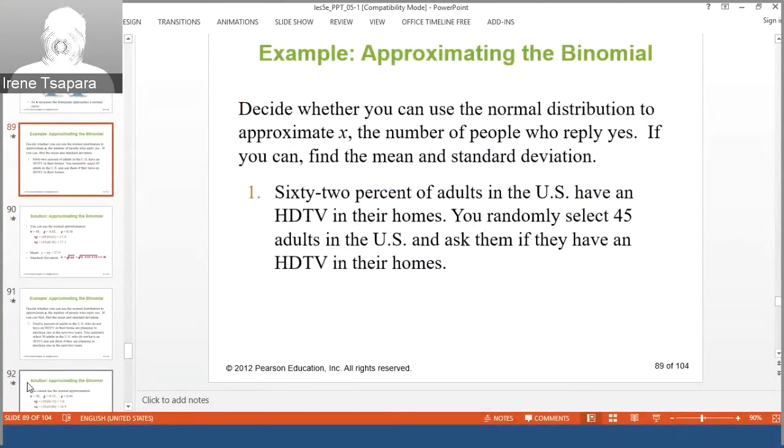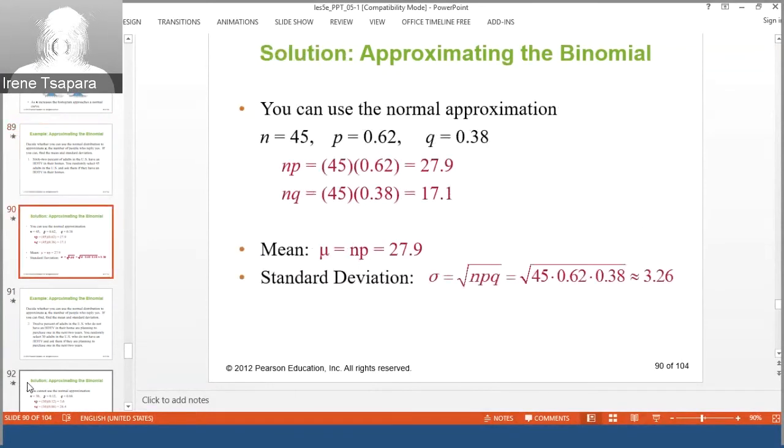Decide whether you can use the normal distribution to approximate the X. We have 62% of adults in the US that have HDTV in their homes. You randomly select 45 adults in the US and ask them if they have an HDTV. Well, we have n trials, 45 adults. The probability of success is 0.62, so the probability of failure is 0.38. So np is 27, nq is 17. So definitely you can use the normal distribution because both of them are greater than 5.